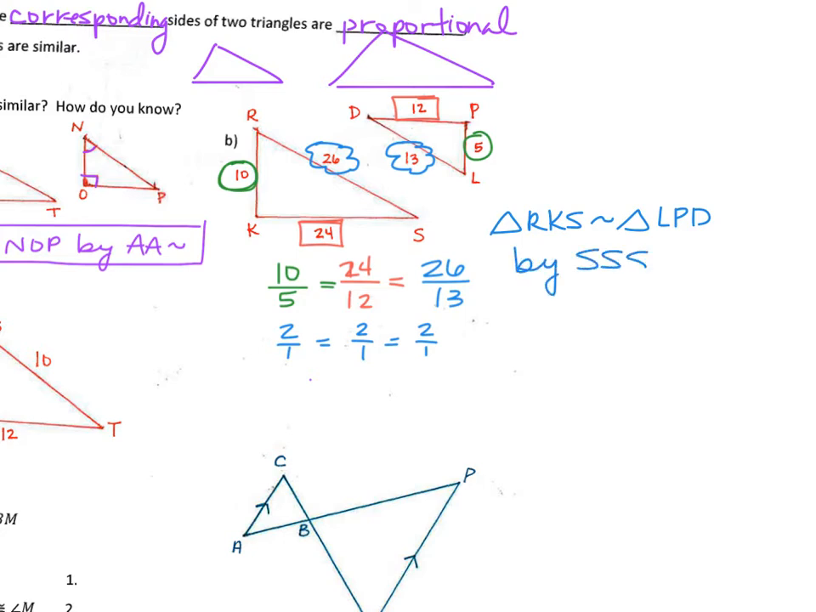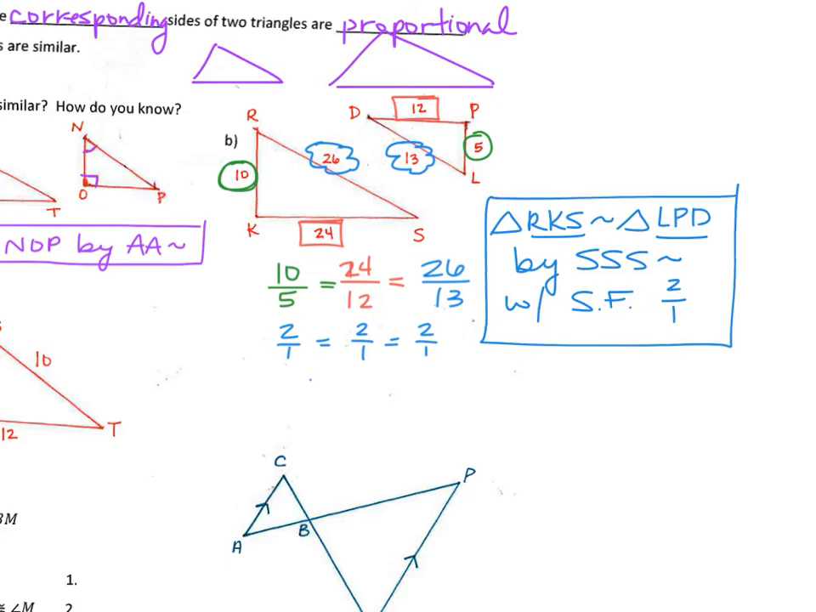By SSS similarity with a scale factor, and here's where Miranda's question comes in very helpful. We found a scale factor going from the bigger triangle to the smaller triangle, right? So I named it bigger to smaller, which means my scale factor has to be 2 to 1. If I named it the other way, if I said LPD to RKS, then I would have to do 1 to 2, okay? Because they're telling you the order so that you know which one compares to which how. So this would be your statement.